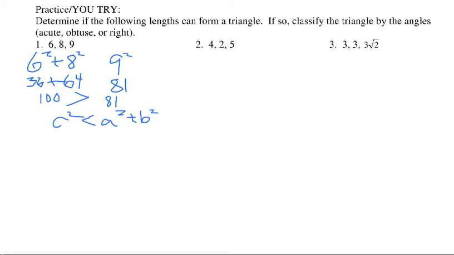So I'd like you to work out the next two. Remember, if c squared is greater than a squared plus b squared, it is an obtuse triangle. If c squared is equal to a squared plus b squared, it is a right triangle. So go ahead, push pause, work them out, and when you're ready to check your answer, you can push play.